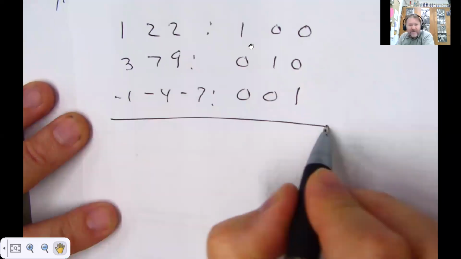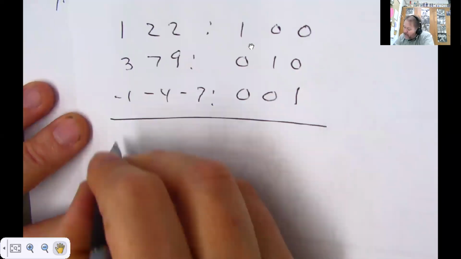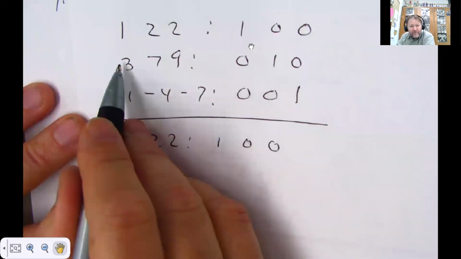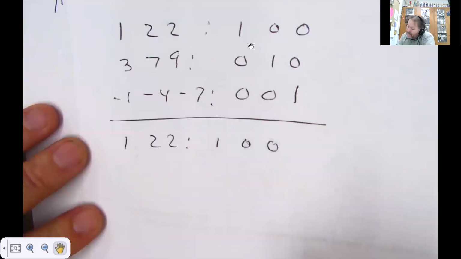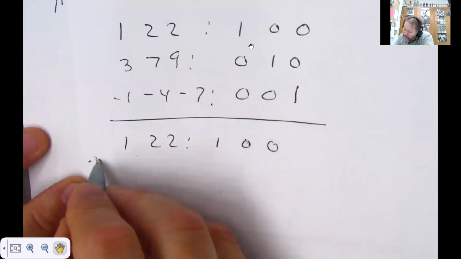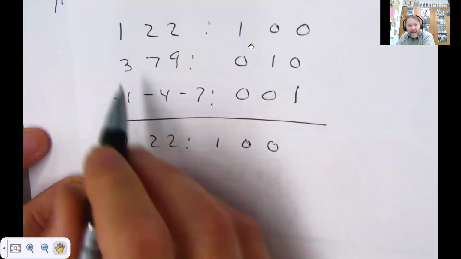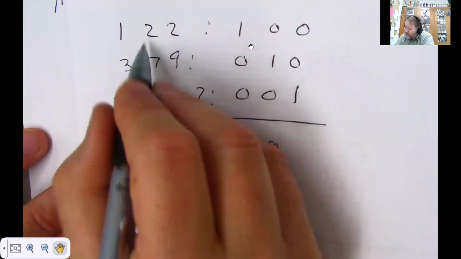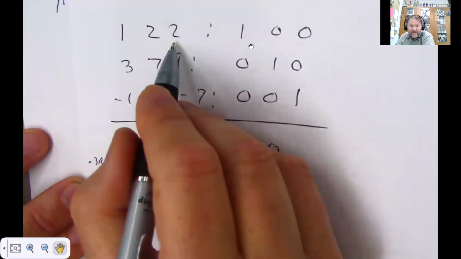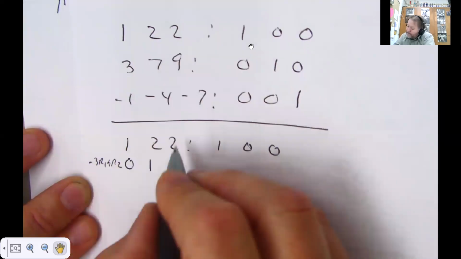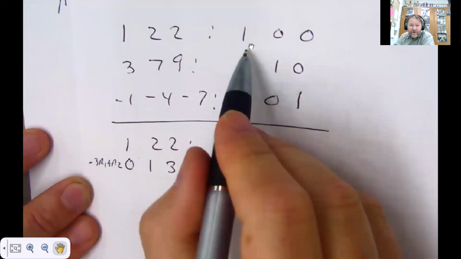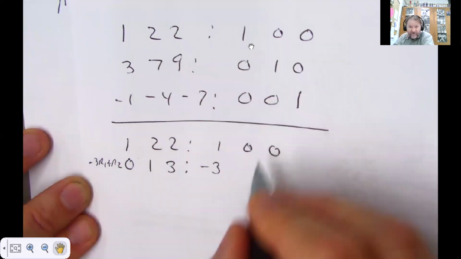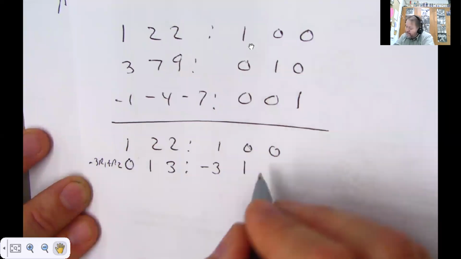So first step is to make that top one a 1, hot dog. It already is. 1, 2, 2, 1, 0, 0. Now we've got to make each of these entries below a 0. So this is going to be -3 row 1 plus row 2. -3 times 1 is -3 plus 3 is 0. -3 times 2 is -6 plus 7 is 1. -3 times 2 is -6 plus 9 is 3. -3 times 1 is -3 plus 0 is -3. -3 times 0 is 0 plus 1 is 1. -3 times 0 is 0 plus 0 is 0.